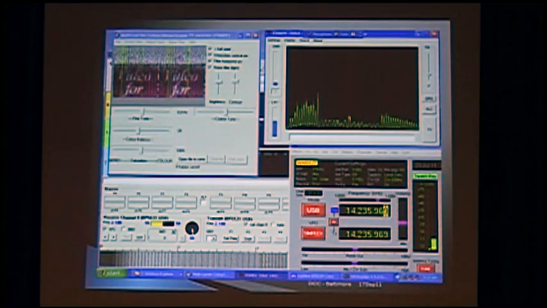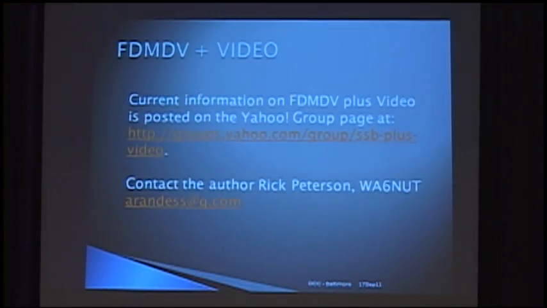It's not a very good representative of video, but this is Terry's video, and he's also got some audio going on at the same time. This is WinWarbler over here, and you can see these extra carriers on both sides of it. There's some current information on it. He's got a Yahoo group, Rick Peterson, WA6NUT. So it's something you may keep your eye on. Maybe we'll see it, maybe we don't.